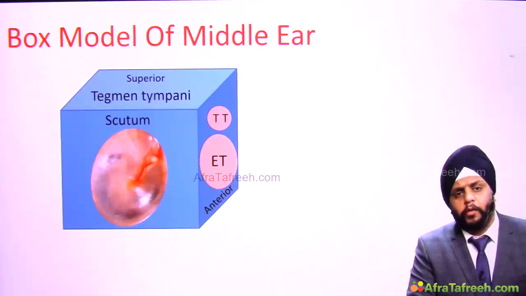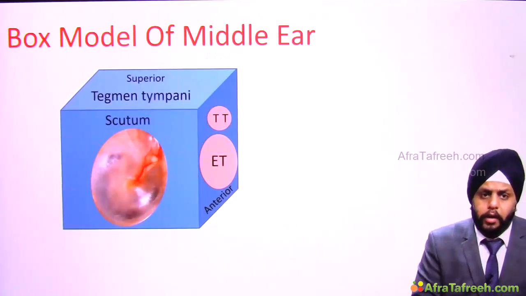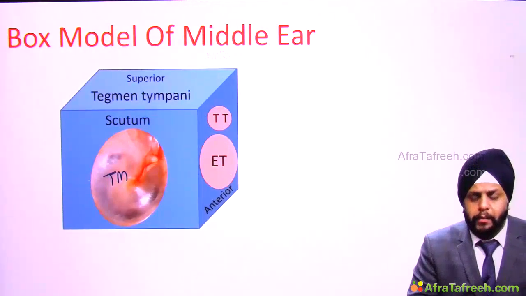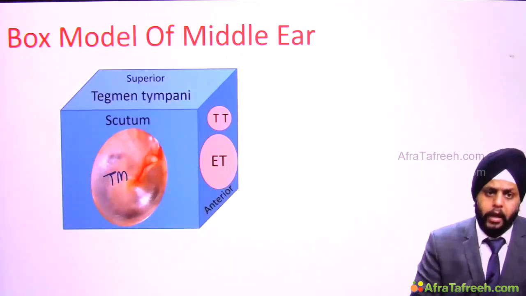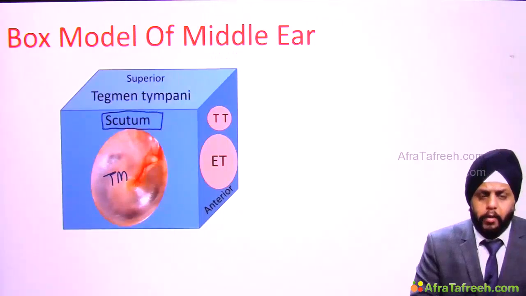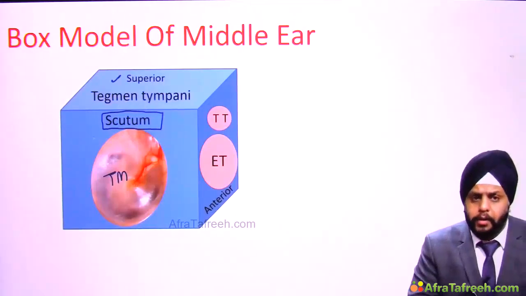Now, in this box model of the middle ear, we have seen the lateral wall. What is on the lateral wall? On the lateral wall, we have the tympanic membrane. We have discussed the tympanic membrane in the previous topic. Then in the upper part, the lateral wall of the epitympanum or attic, we have the scutum. In the superior wall, we have the tegmen tympani.